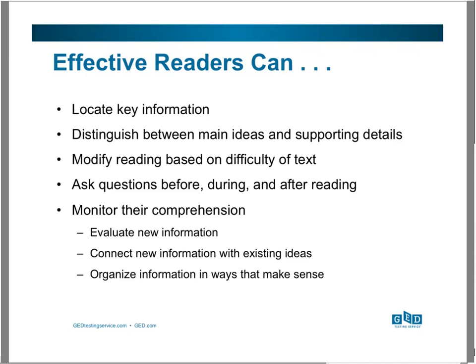So we do know that our effective readers can locate that key information or evidence. When you give them a text, can they actually identify a claim, and can they identify the evidence that supports that claim? The other thing we know effective readers can do is they modify their reading based upon the complexity or the difficulty of the text. There again, they may not be doing a close reading on everything they read. In fact, I'm going to tell you they will not.